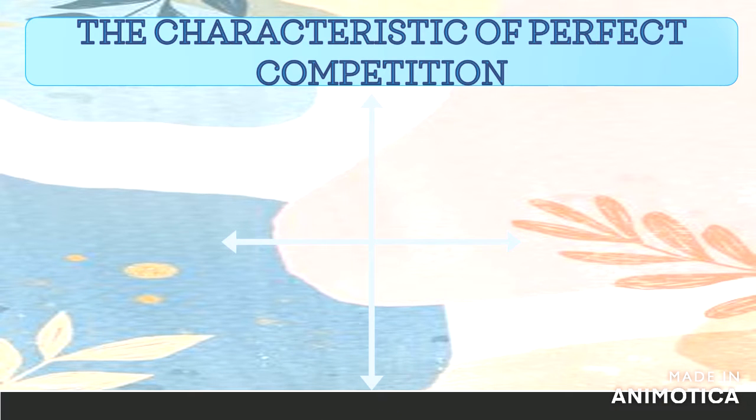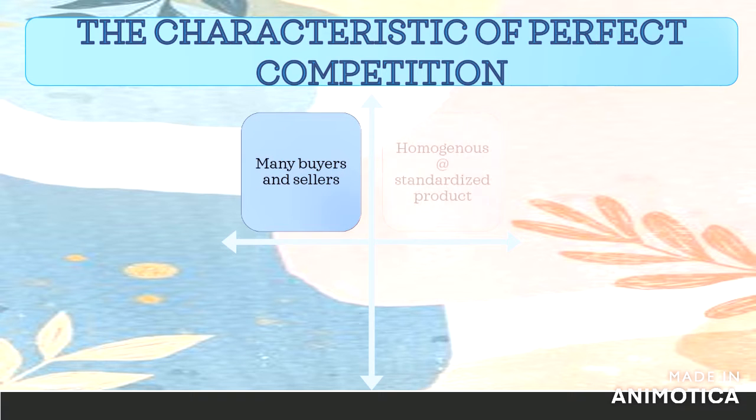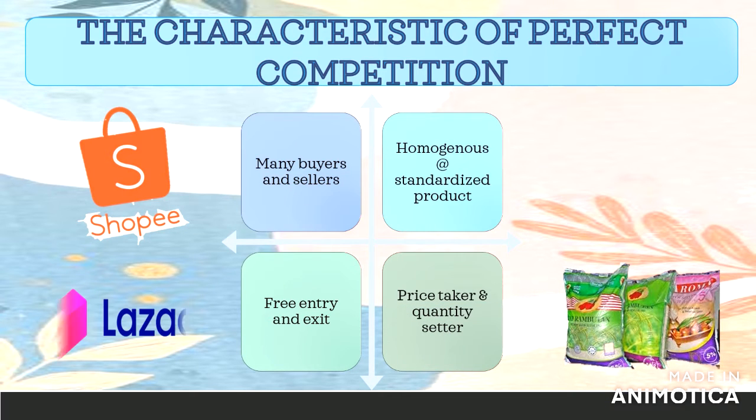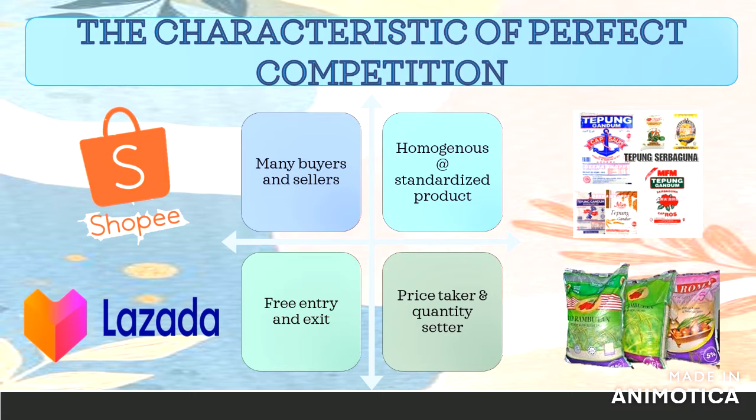Hi, we will go to the characteristics of perfect competition. Perfect competition has many buyers and sellers because there are a large number of firms in the market. Next, their type of product is homogeneous or standardized product like rice and flour. The barriers to entry are very low and easy because there are no barriers for firms to enter and exit the market. Lastly, control over price. The firms are price takers and quantity setters.